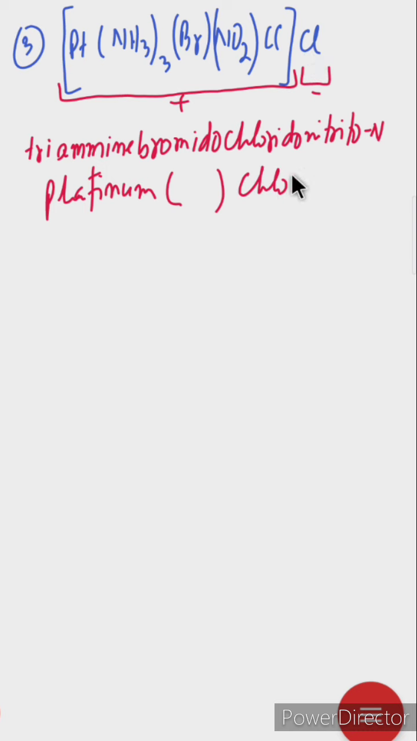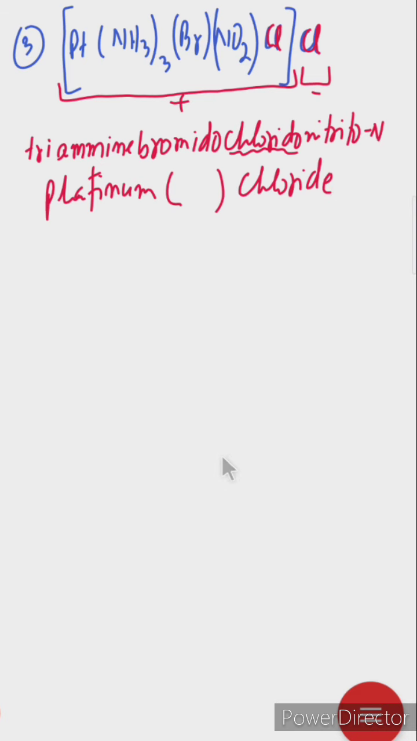So the anionic part is chloride. Remember, here Cl is also present as the ligand, but this Cl is the counter ion. This Cl is the ligand, this Cl is the counter ion. For naming a ligand, we need to write the word chlorido, but for the counter ion, we need to write chloride. This is the counter ion, chloride.